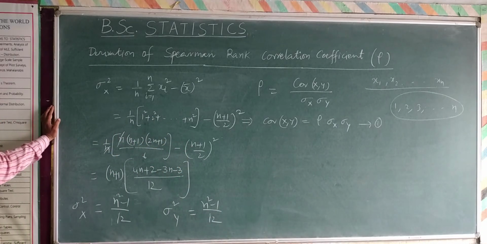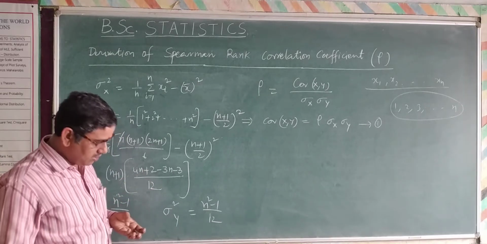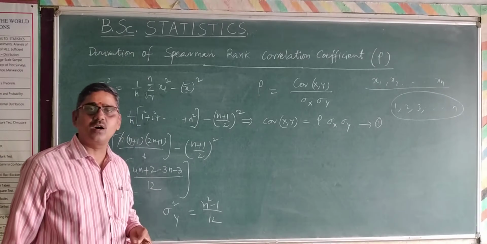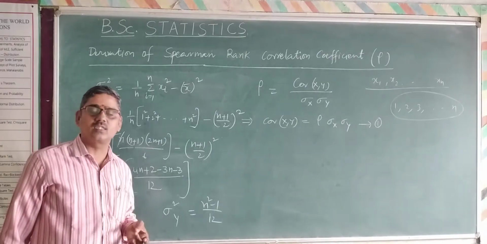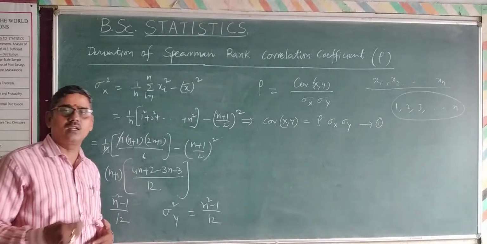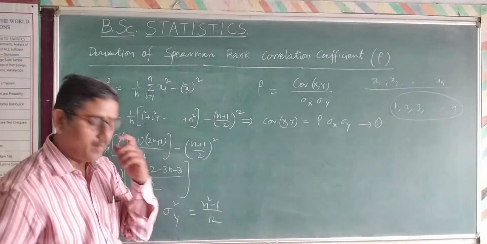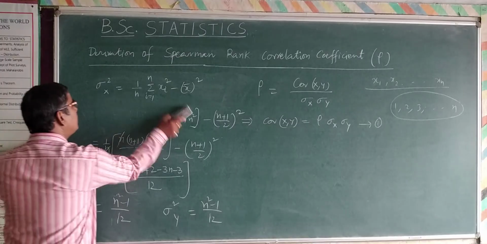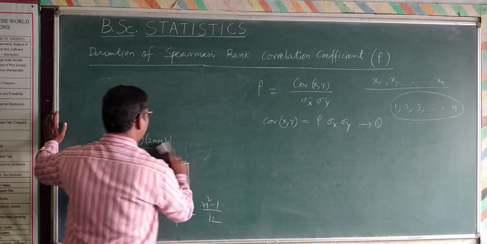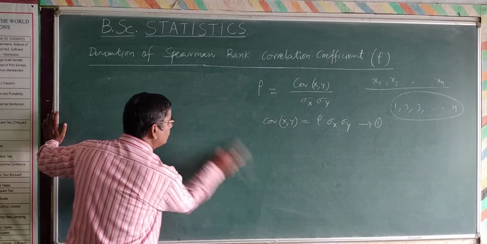This is what the two values we have observed. We have calculated the value of x bar, y bar, and sigma square x, sigma square y. So now it is required to derive the formula, for which I consider deviation. Deviation between the ranks of x and y. Deviation between the ranks of x and y.